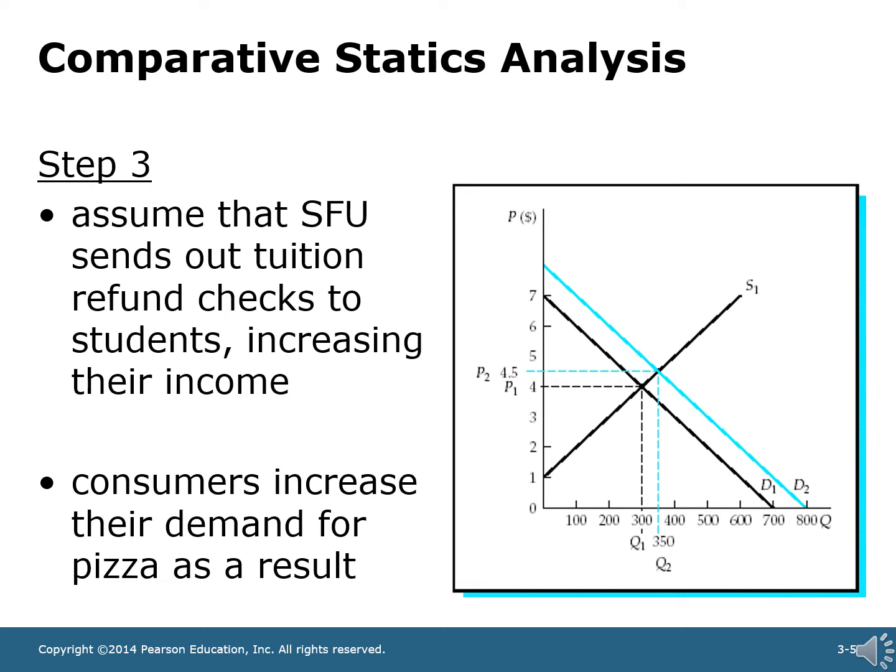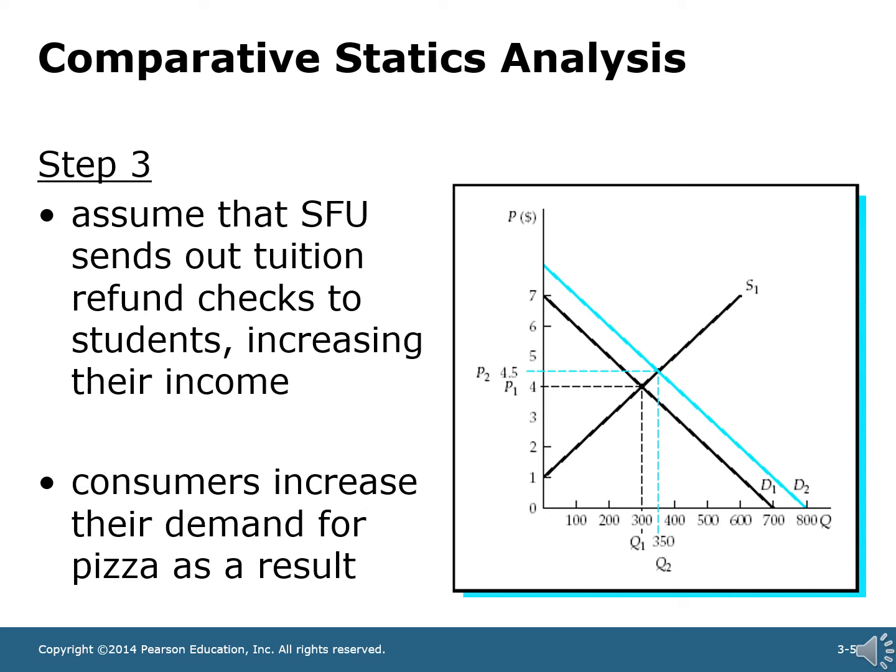All right, so now we get into the real meat, the actual analysis and our comparative statics. So let's introduce a change in one of the assumptions made when the model was constructed. We said that all factors except for price are being held constant. Let's change one of those. Let's assume this is a market for pizza around St. Francis. And let's say that consumer income increases. So students get their refund check near the beginning of the semester. So it's going to increase their income.